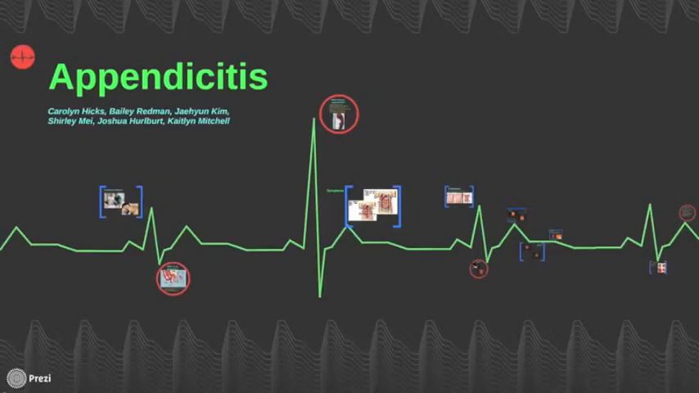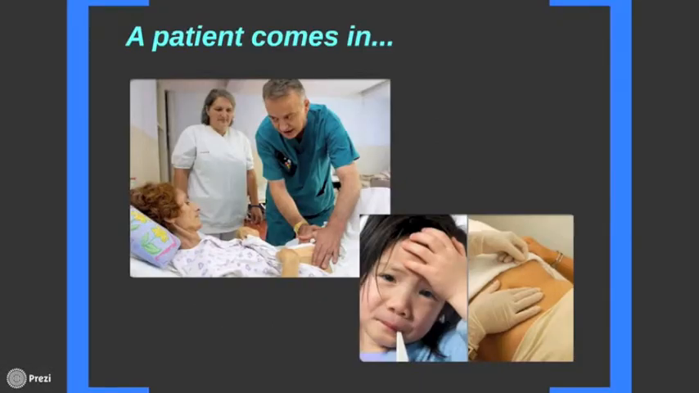Appendicitis, Anatomy 403. A patient comes in complaining about pain in their right abdomen. They explain to you that the pain started out in the navel region and has since spread to the right side of their abdominal section. Since then, they have a loss of appetite, bloating, and some nausea and vomiting.